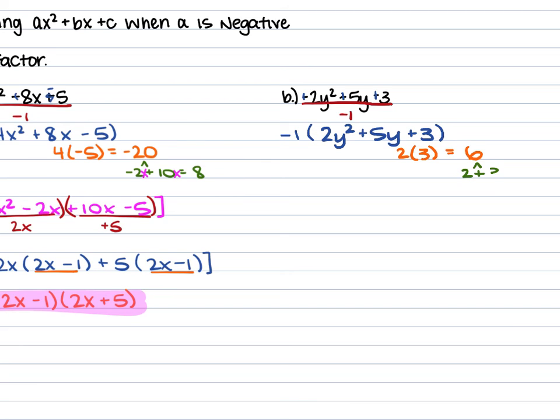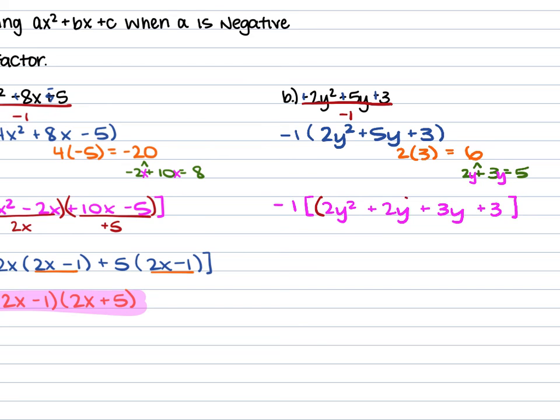If we have a 2 plus 3, we get positive 5. If we did 2 times 3, we get the positive 6. So we'll use 2y plus 3y to replace the 5y with. So this is going to give us negative 1 times 2y squared plus 2y plus 3y plus 3.